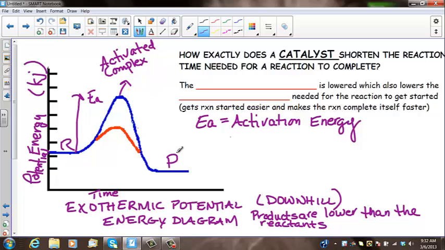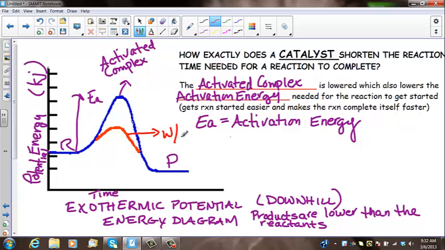Now, how does a catalyst shorten the reaction time needed for a reaction to complete? Well, the activated complex gets lower, which also lowers the activation energy needed for the reaction to occur. So right here, this is with a catalyst.